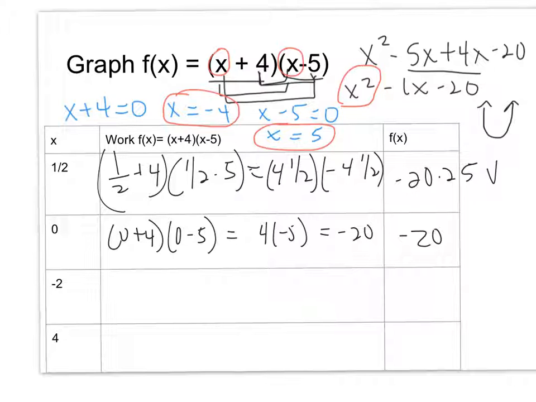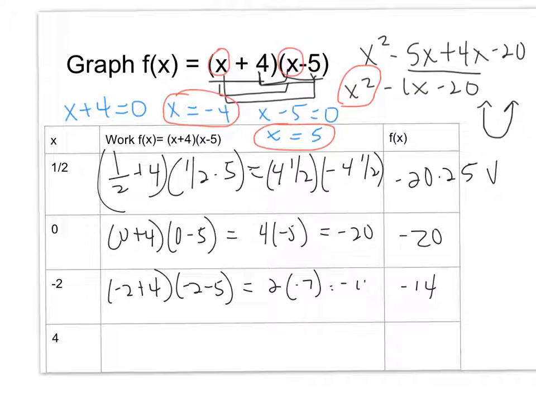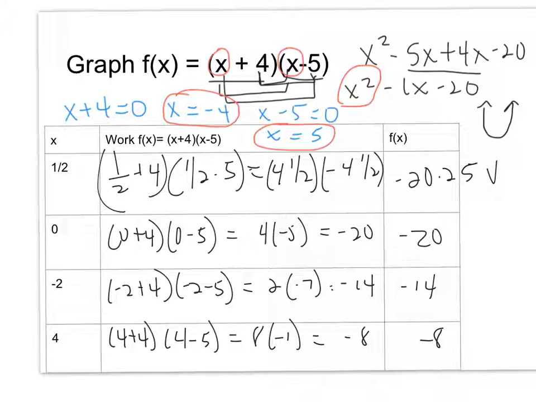And I'm going to put in negative 2. So negative 2 plus 4, negative 2 minus 5. So I'm going to have 2 times negative 7, and that'll be negative 14. And the last point I'm going to put in is 4. So I'm going to have 4 plus 4, and I'm going to have 4 minus 5. So I'm going to have 8 times negative 1, so that'll be negative 8. So these will be the points that I'm going to plot on my graph.